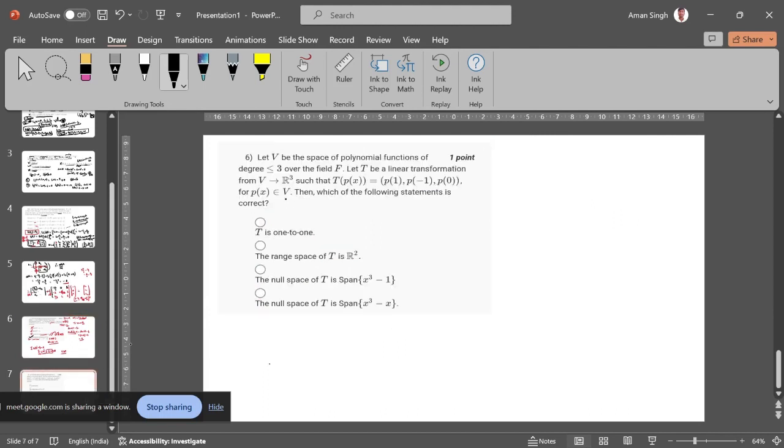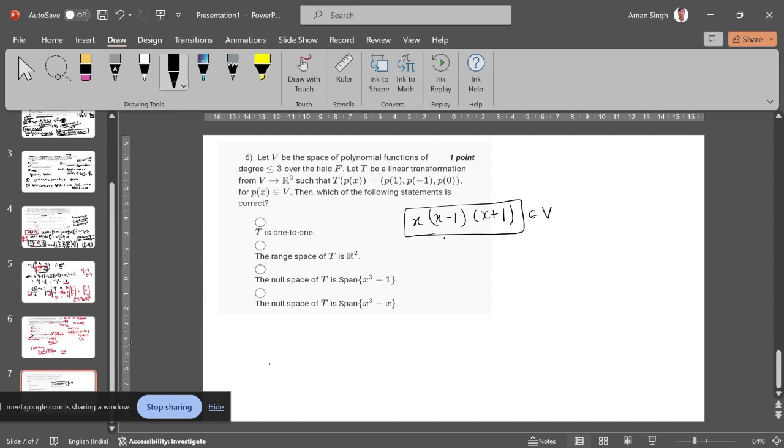Okay, yes. The sixth question is this. V is the space of polynomials of degree less than or equal to 3. T is a linear transformation from V to R3 given by this thing. Which of the following statements is correct? Okay. Is T one-one? I suppose not, because you can take this polynomial: x minus 1, x plus 1, and x minus 0, which is just x. This is a degree 3 polynomial, right? And it belongs to V.